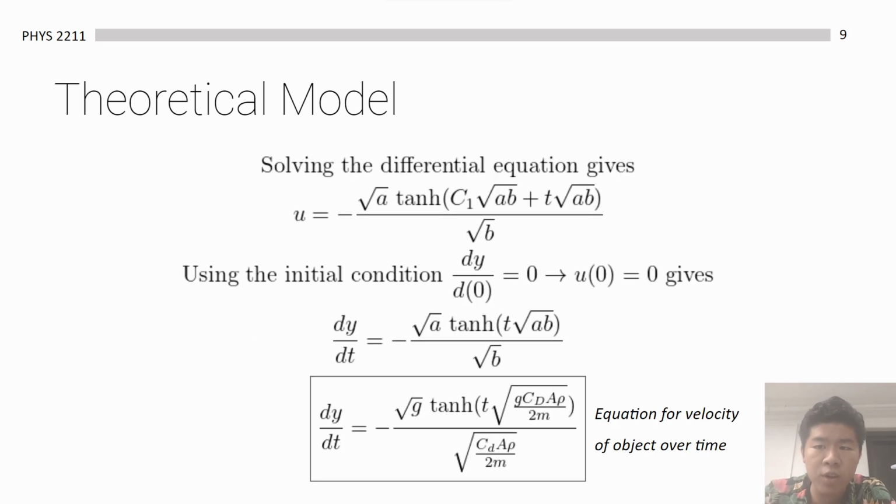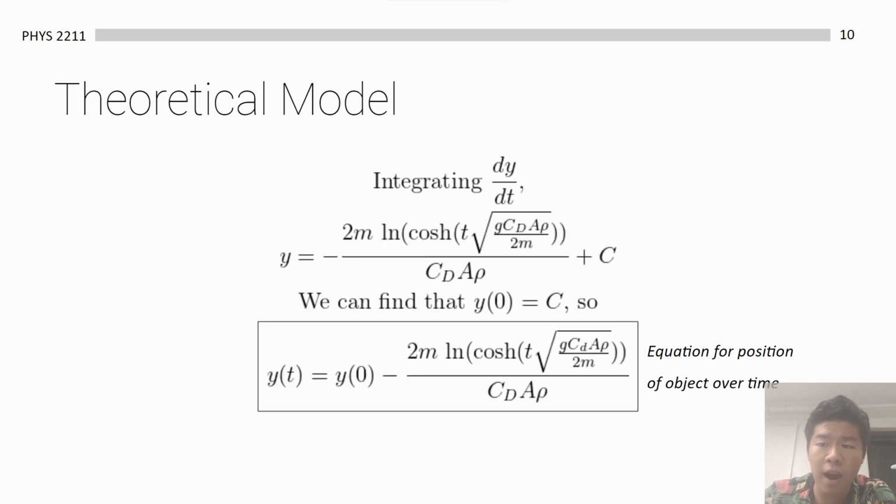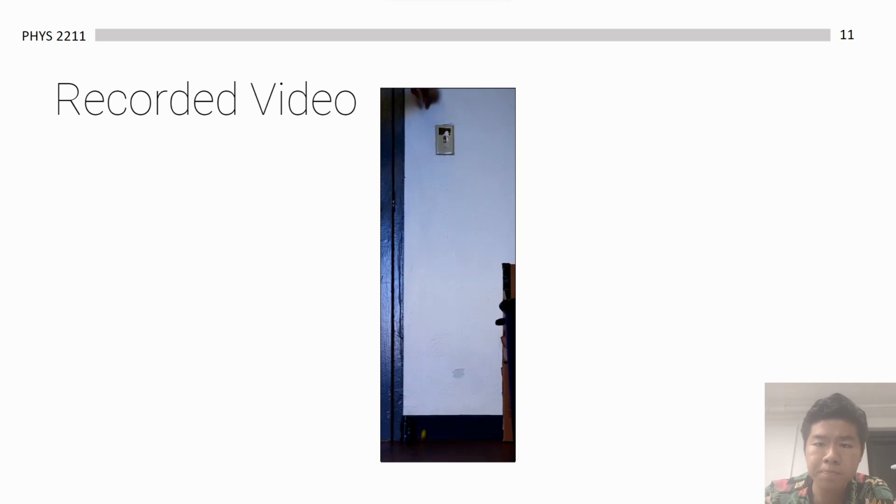By solving this differential equation, we can get the equation for the velocity of the object over time, and then by integrating that, we can arrive at an equation for the position of the object over time. So for my recorded video, here it is.